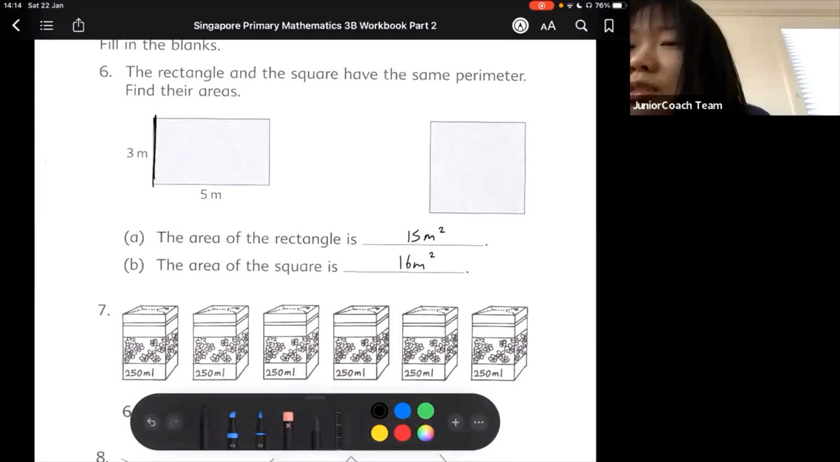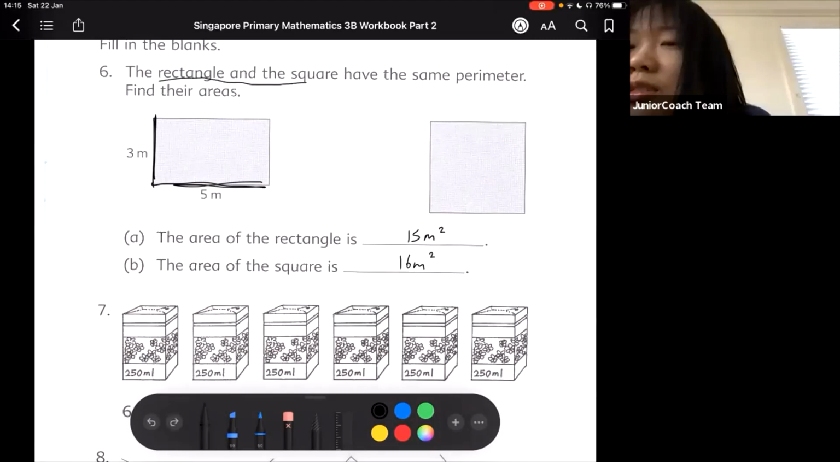So in this case, we do 3 times 5, which is 15. And some of you forgot your units, so it's very important that you write the square meters here. And then the area of the square. So to find the area of the square, we need this and we need this, right?